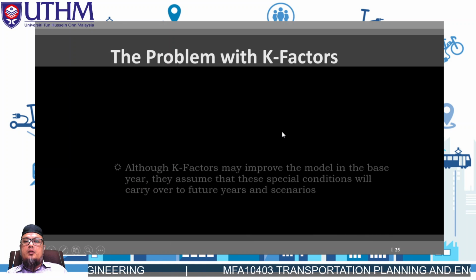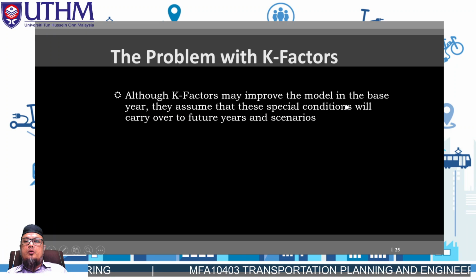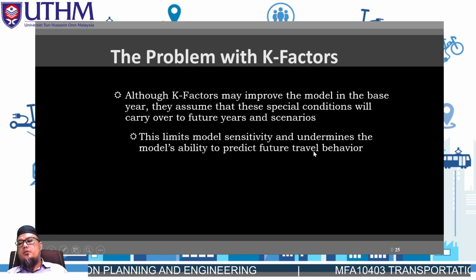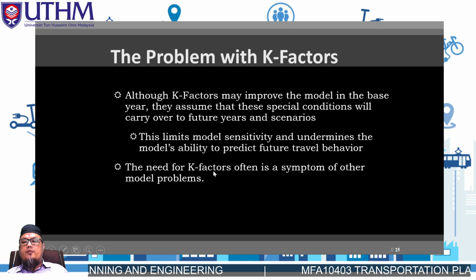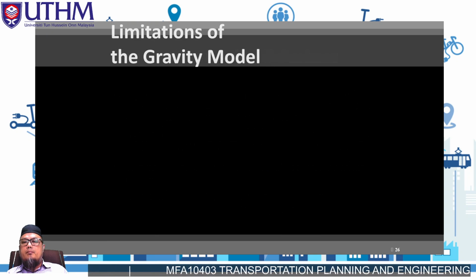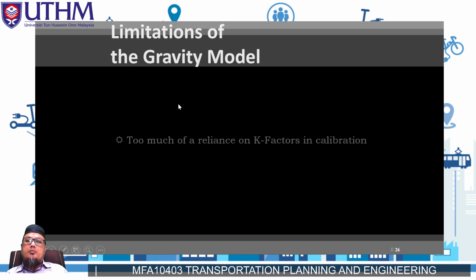Okay, the problem with the K factor: although the K factor may improve the model in the base year, it assumes that these special conditions will be carried over to the future scenario. This limits model sensitivity and undermines the ability to predict future travel behavior. The need for K factors is often a symptom of other model problems. Additionally, using K factors makes it more difficult to figure out the real problem. So these are the limitations of the gravity model.